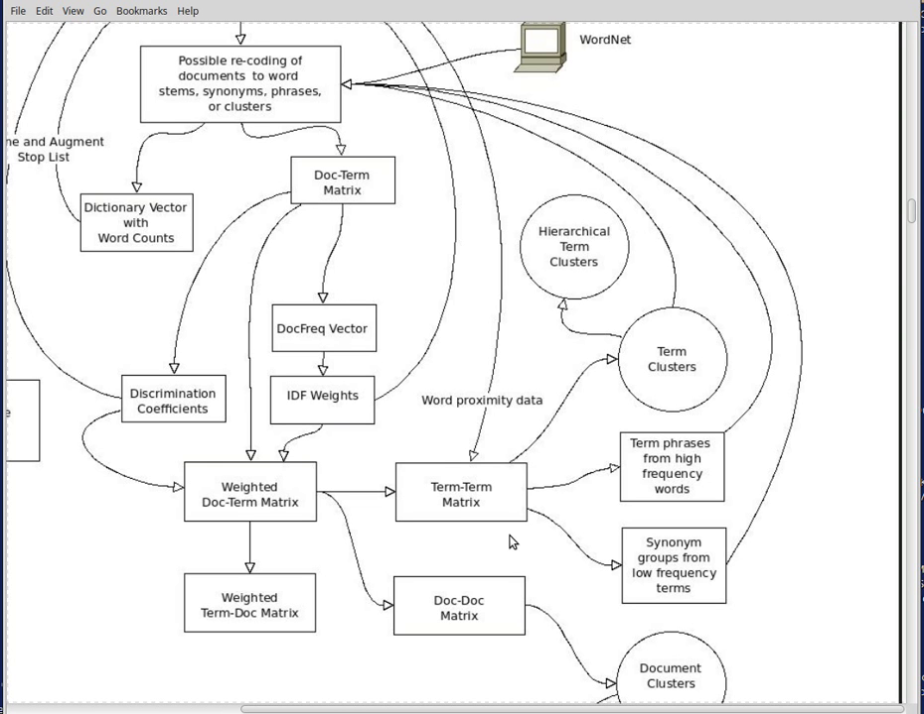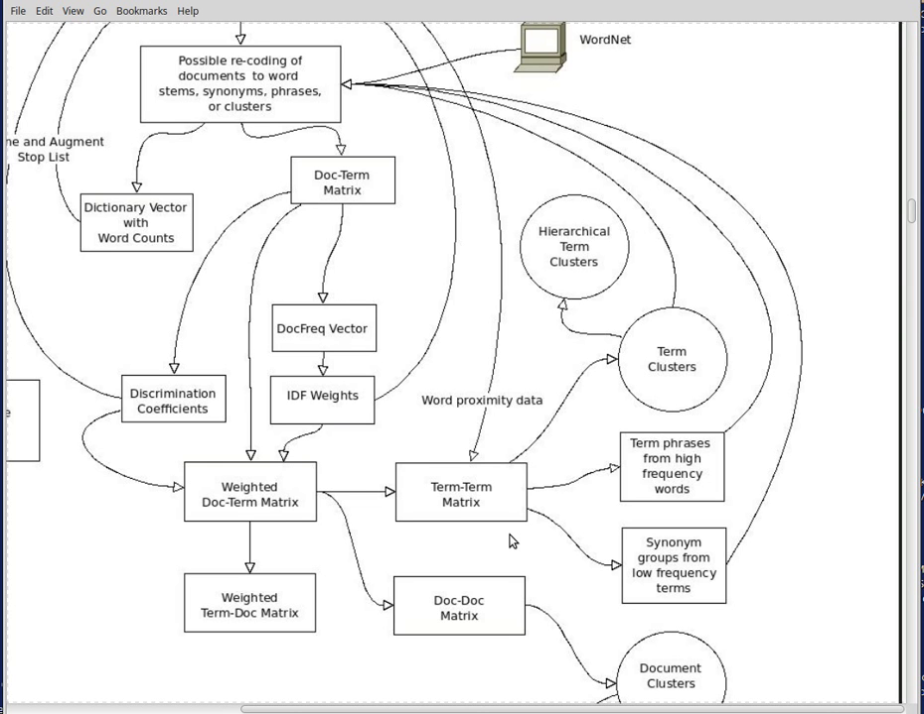This would be true in the case of synonyms. In a document, you might use a different term for the same thing, so we would see synonym groupings. We would also see phrases, for example, artificial intelligence, database systems, things like that. These are phrases, and you will see the words co-occurring with one another.